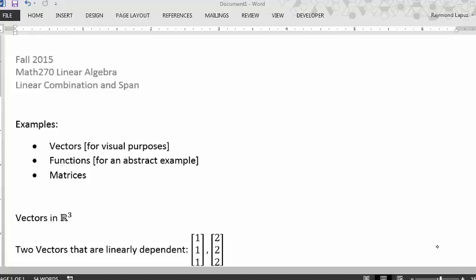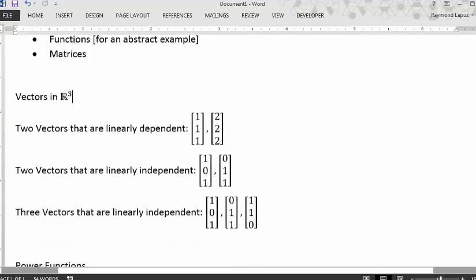So let's take a look at linear combination and span of vectors, and then let's look at linear combinations and spans of functions, and then we'll finally look at linear combination and spans of matrices. So for vectors, for the sake of trying to visualize them, let's talk about vectors in R3. So here's my first example.